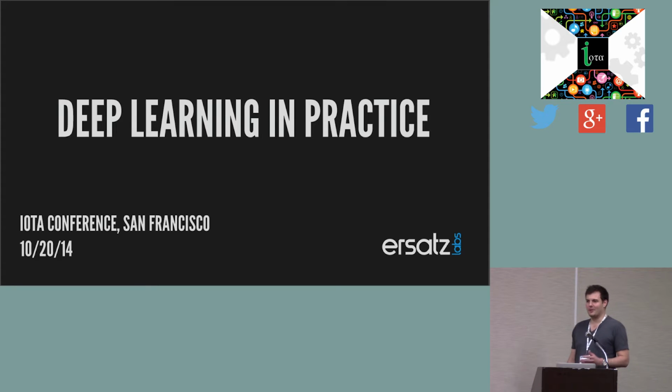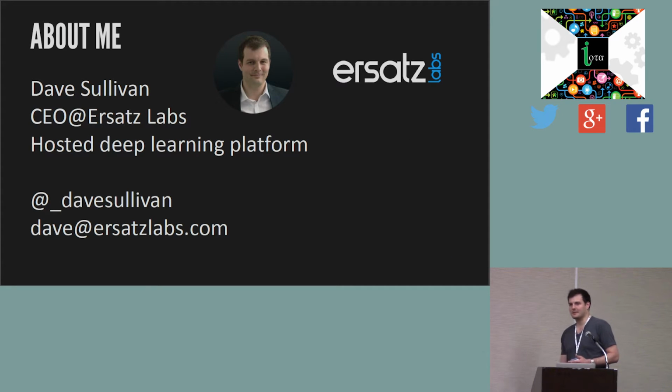I'm going to talk a little bit about myself. My name is Dave Sullivan. I'm CEO of a company called Ersatz Labs. We make a cloud-based platform for working with neural networks in the cloud.